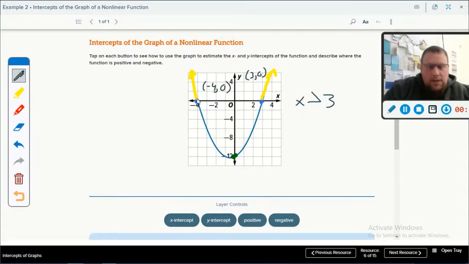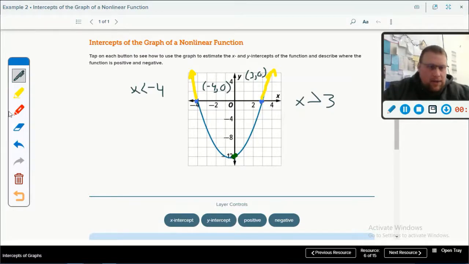And where is it positive over here? Well, it's when it's to the left, so less than negative 4. So x is less than negative 4. Notice that this uses my intercepts or my roots or my zeros of the equation. Okay? So our roots help us determine where it's going to be positive or negative.